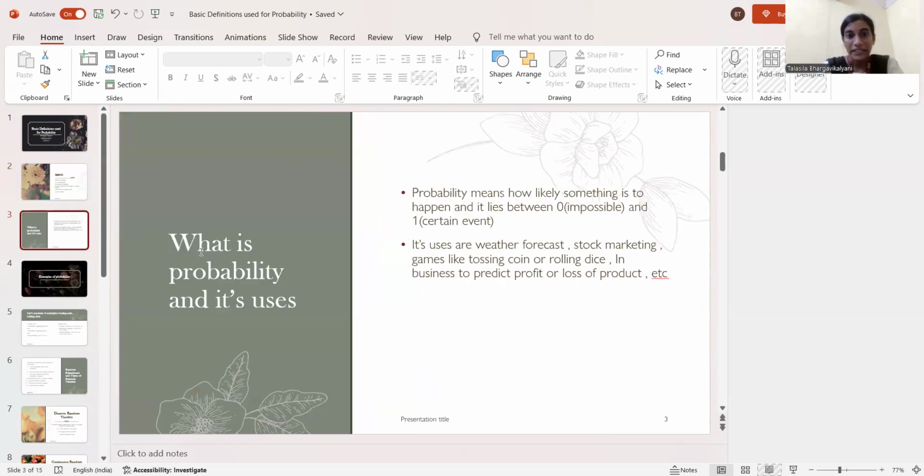First, what is probability? Probability means guessing the outcome of an experiment, such as tossing a coin, guessing the outcome like getting heads or tails. Uses: we use probability in weather forecast, in tossing a coin, rolling a die, and in predicting stocks, stock market, and etc.